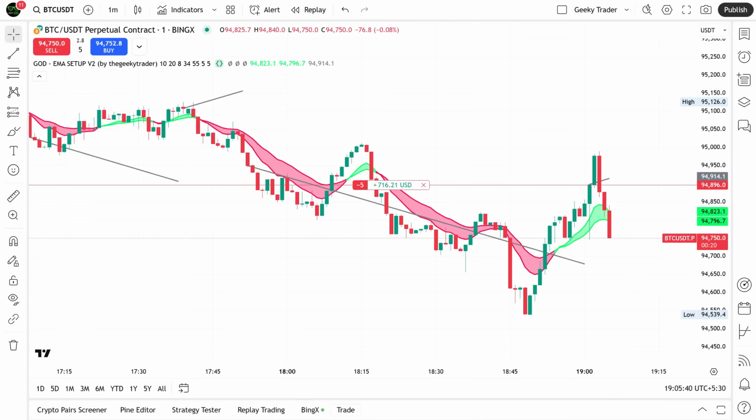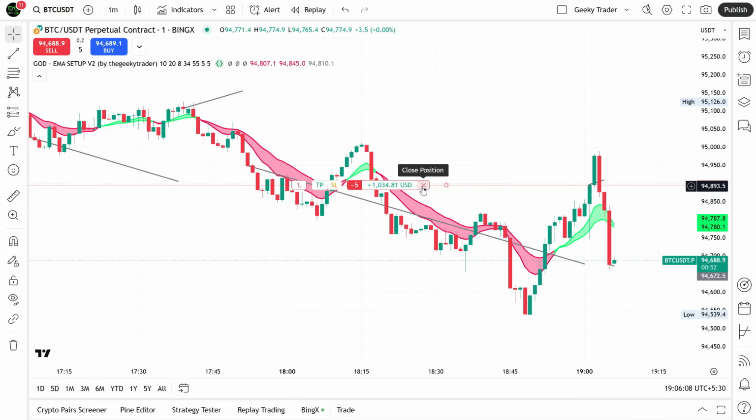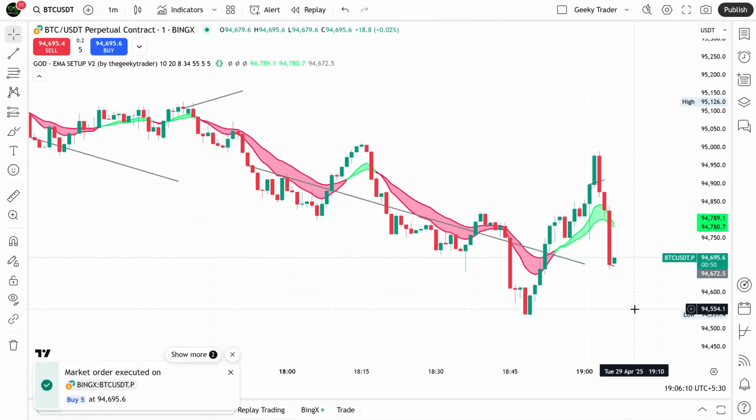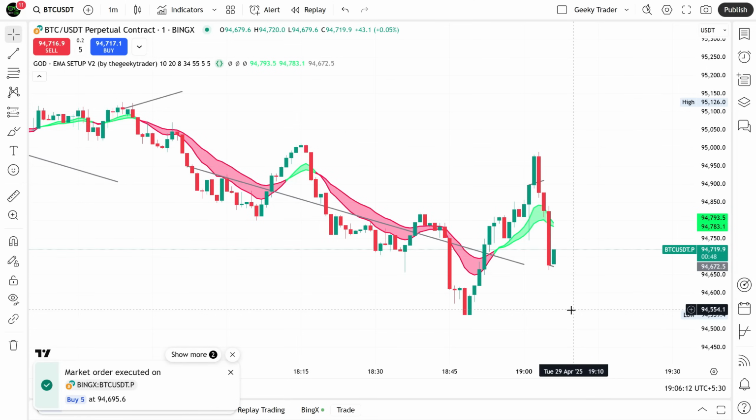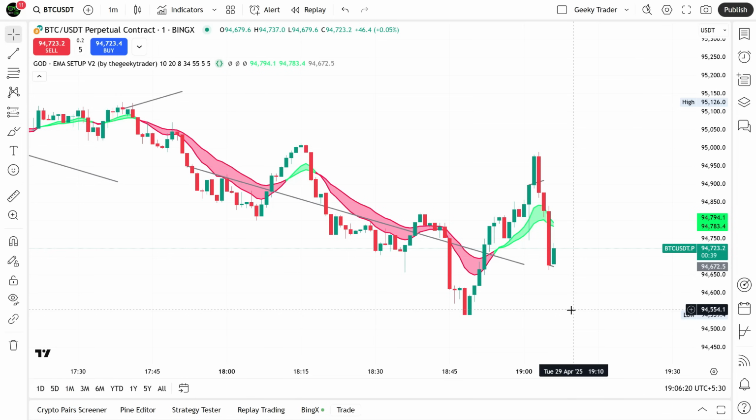There it is. The black line has now formed. The downward slope is visible, and that's my cue to close the trade. So I go ahead and exit the sell position right here. And just like that, I've booked a solid profit of over $1,000. This is how powerful and straightforward this script can be when you follow the signals patiently and stick to your plan.